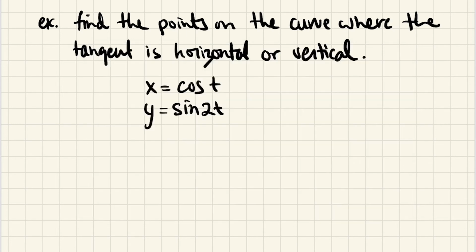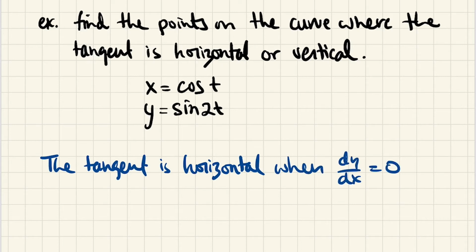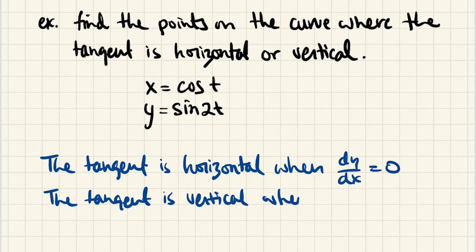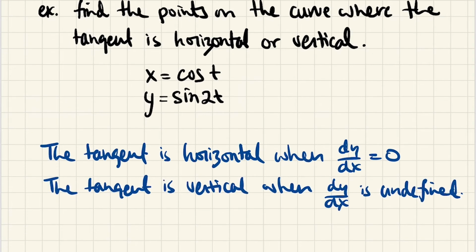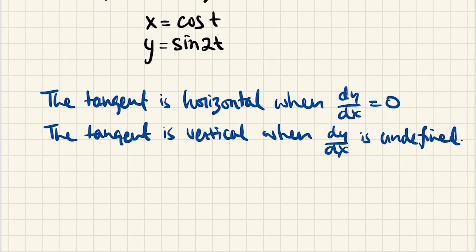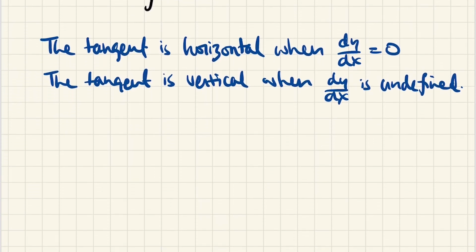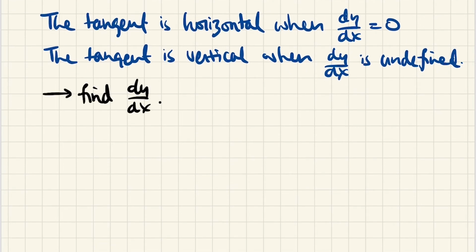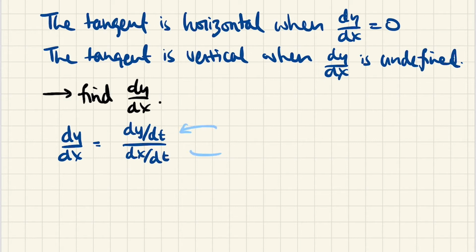All right. So obviously we're going to need a derivative, dy/dx. That's going to tell us everything. So we know the tangent's horizontal when the derivative evaluates to 0. And the tangent will be vertical when the derivative is undefined. So yeah, let's find the derivative. Okay, so of course we know that the derivative of y with respect to x is dy/dt divided by dx/dt. So yeah, we just need both of those things.